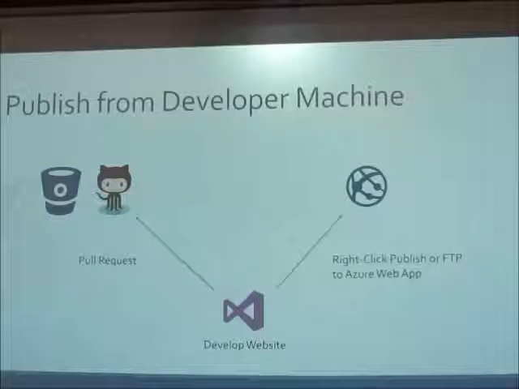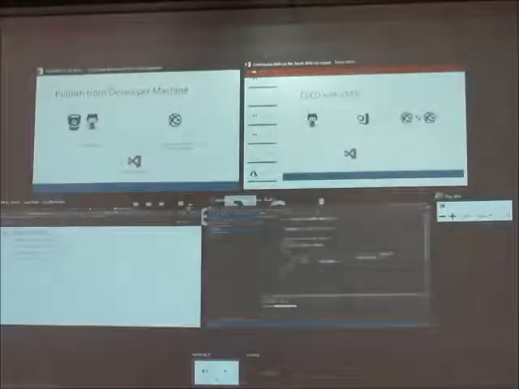All right? Okay? And so this is, to start with, the easiest way to provision a web app. If you're in Visual Studio, you can right-click Publish, and it will create your web app, it'll create the database in the back end, it'll automatically deploy your code. I'm not going to show you how to do that, but I will show you where it is.